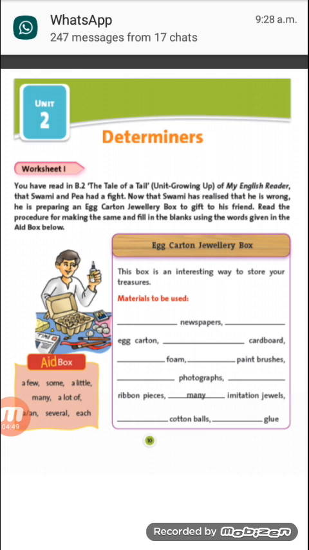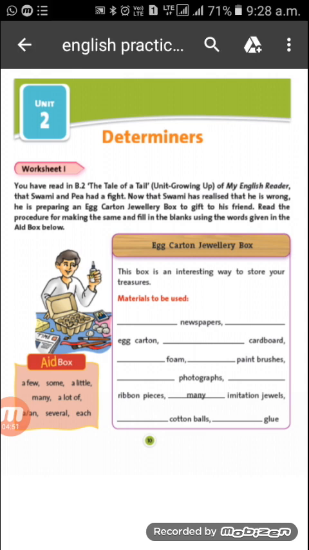A few, हम वहाँ यूज़ करेंगे जहाँ पे हमें less चाहिए वो particular noun. Next है some. Some हम दोनों के साथ यूज़ कर सकते हैं, with countable nouns as well as uncountable nouns. लेकिन इसका मतलब भी यही होता है कि वो less amount में चाहिए. तो we will try to find out here.